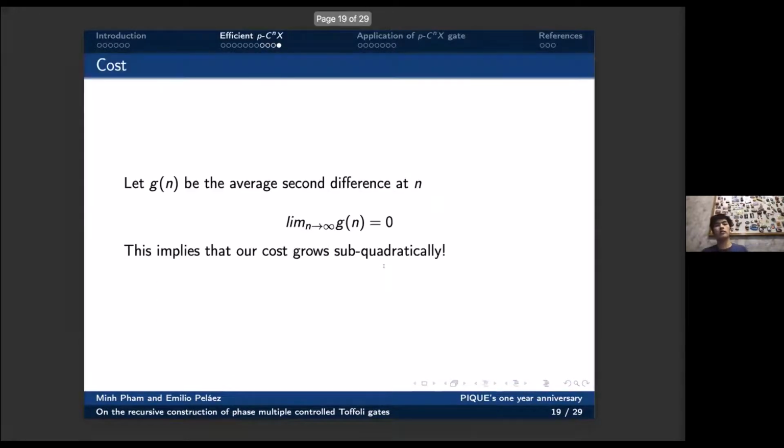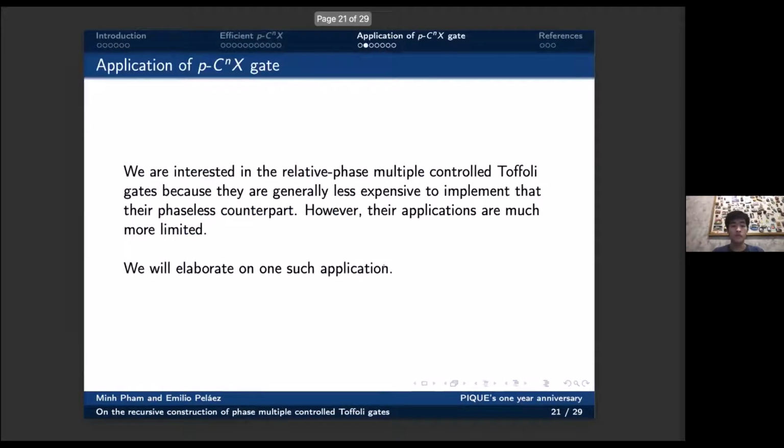So we can summarize this and express it mathematically by saying that the average second difference at n, if we take the limit as n approaches infinity, we get 0. So what does this tell us? This tells us that our function, the implementation cost, grows subquadratically asymptotically. And to apply these gates, it actually has less application than the normal phaseless implementation.